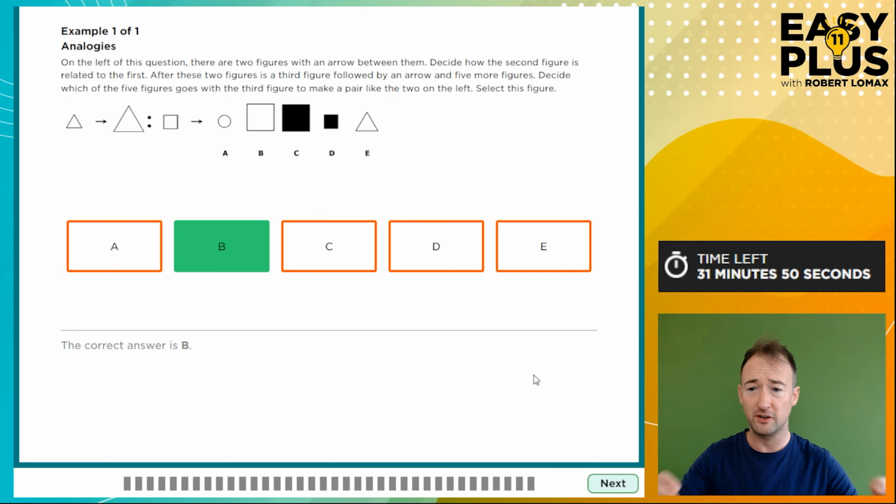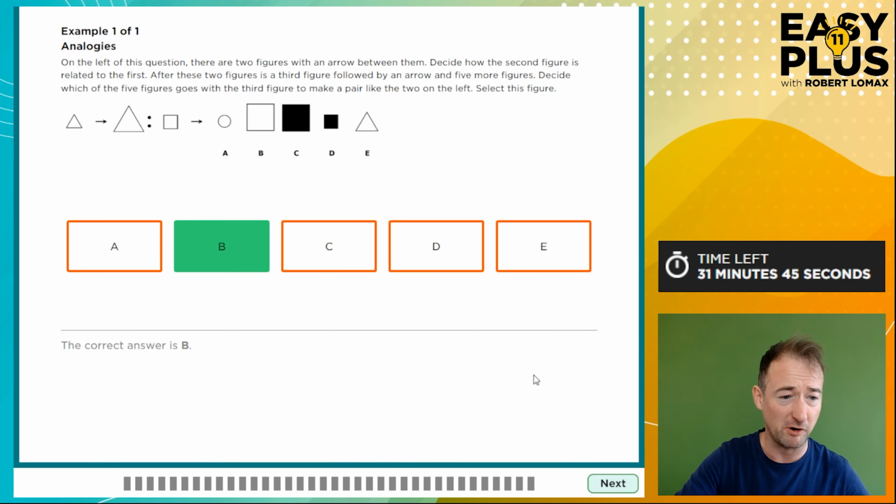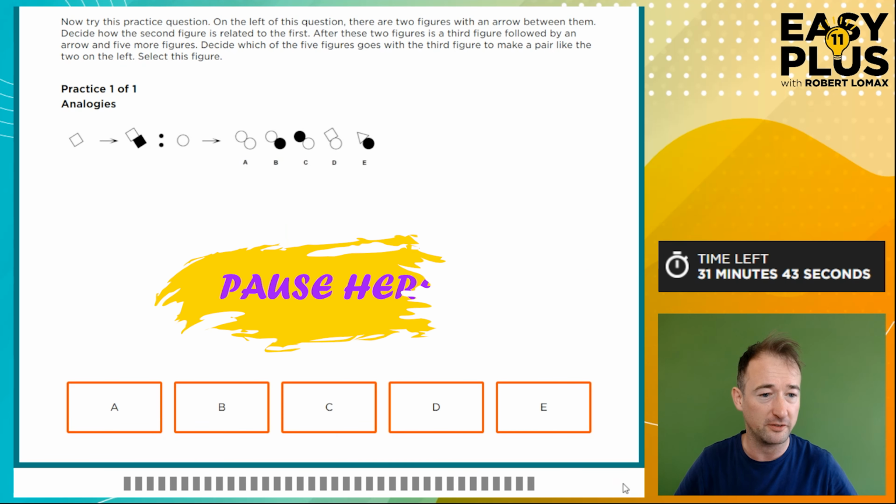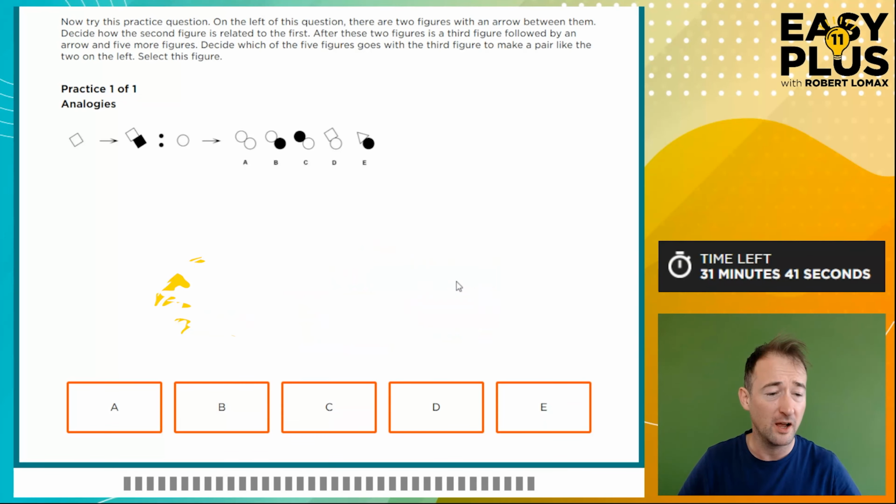So you can see that a small triangle is becoming a big triangle, a small square is going to become, surprise, surprise, a big square. Of course it's B, let's not waste time on that. Here you can see that the shape doubles up in a diagonal and the second one becomes black. So you know what we're looking for, it's going to be option B here.